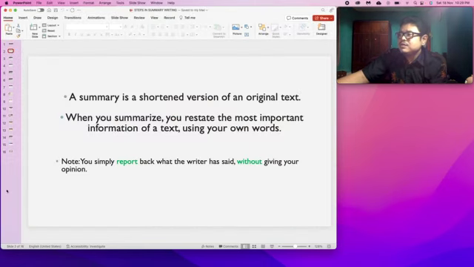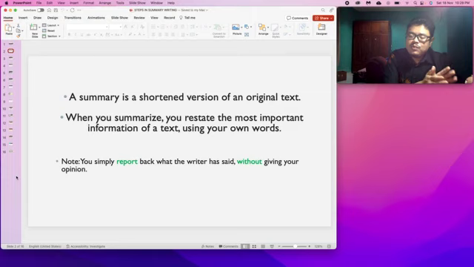Okay, so let's go through this very quickly. A summary is a shortened version of an original text. When you summarize, you state the most important information of a text using your own words. So what's the use of summarizing? This is very important, especially if you are writing a research paper. When we write a research paper or an academic paper, we have to refer to other work, and when we refer to other work, we have to adapt the knowledge in that work into our own essay, so that it becomes our own source.